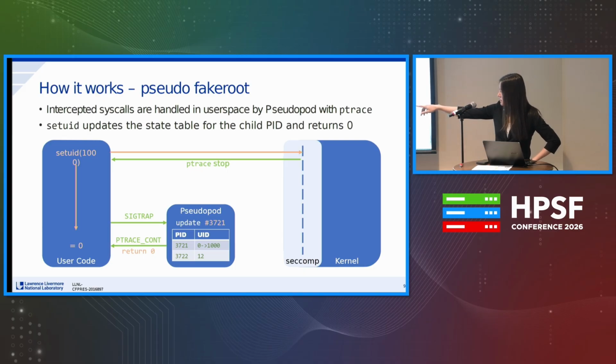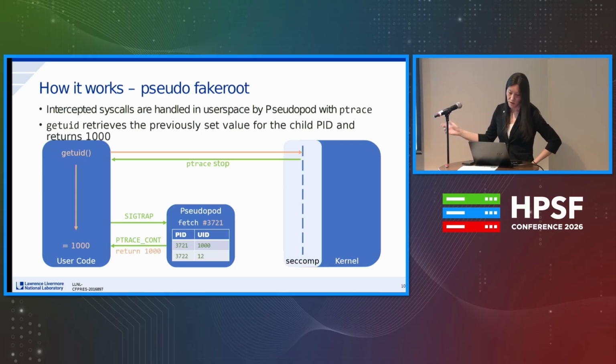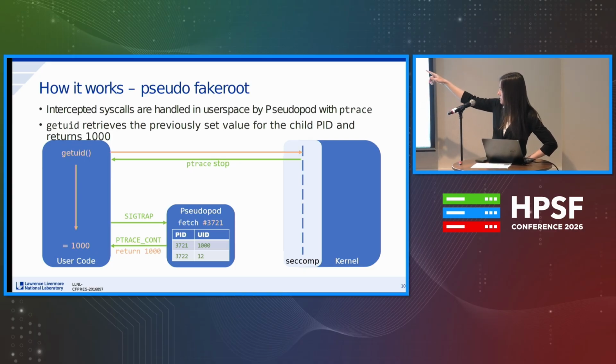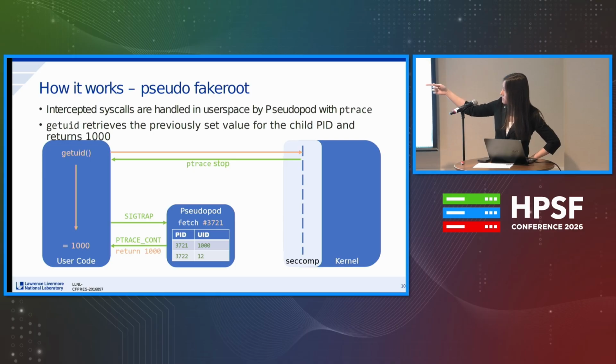So we update our state table with the requested UID, and in the future, if we get a getUID call that attempts to get the UID, we have the same thing where we figure out that we're doing a getUID, seccomp stops it and goes to the tracer, and then Pseudopod picks up the ptrace event signal, sees that we're running a getUID system call, determines that we need to fetch whatever user ID is stored for that process, grabs that from the state table, sets it as the return value from the system call, and then continues with the code.